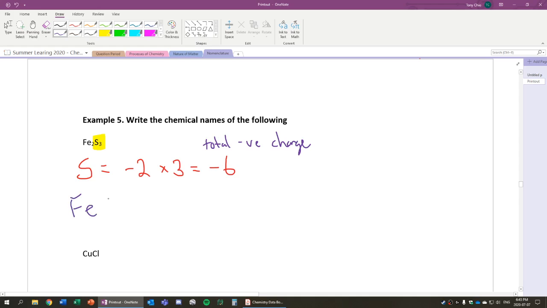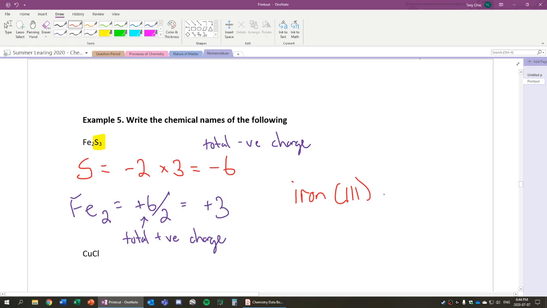Well, what must the iron be then? If you look at iron, the 2 irons must have a total positive charge of +6. So this one is the total positive charge. How many irons do I have here? Well, it's Fe2, so it's 2 irons. If there's 2 irons and the total charge is +6, how much does 1 iron take? We divide that by 2. And we find that 1 iron is +3. So what kind of iron is this? This is iron 3. And we end it off by writing sulfur as a non-metal name, iron 3 sulfide.